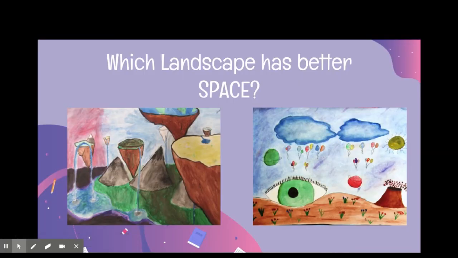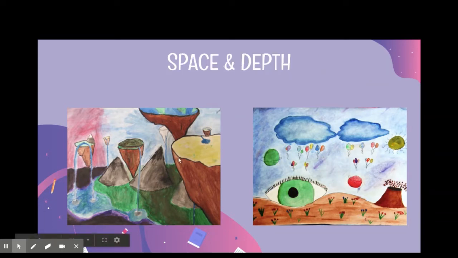Now, we are in 4th grade, so we need to make sure we have a good sense of space in our landscape. Space is one of the elements of art, and it makes something look realistic, especially in a landscape. This does not have a good sense of space. This painting does. Why does this painting have better space than this painting?